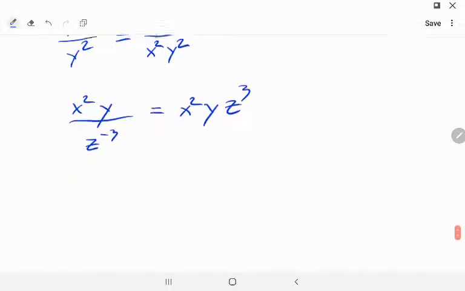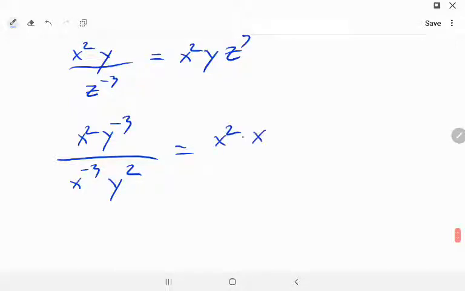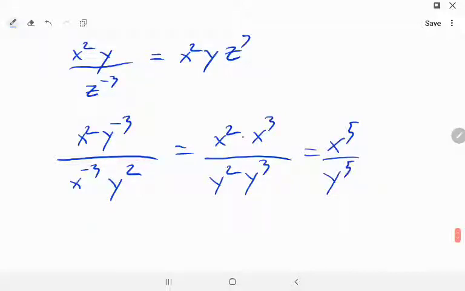And so, sort of worst case scenario, if we saw something like x squared y to the negative 3 divided by x to the negative 3 y squared, we notice we could rewrite that as x squared times x to the third, we just move the x to the negative 3 to the numerator as a positive exponent of 3, divided by y squared y to the third. We take that y to the negative 3, move it to the denominator as a y cubed, and so we get x to the fifth divided by y to the fifth.